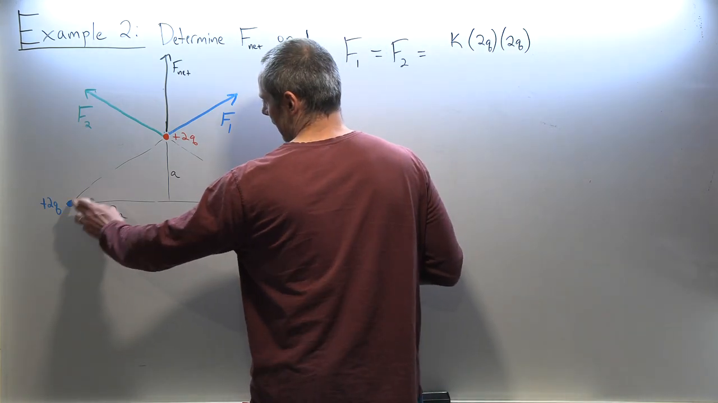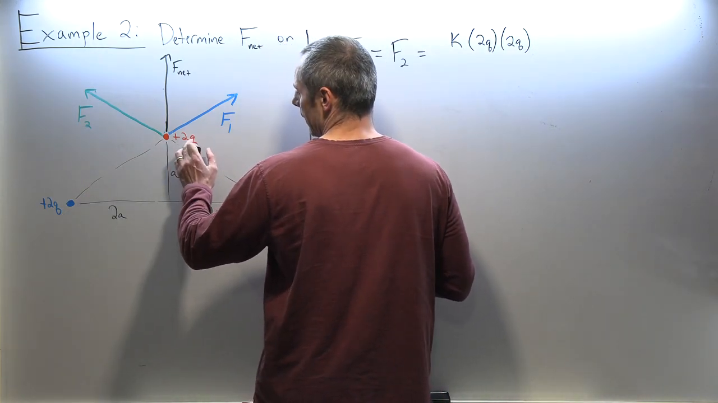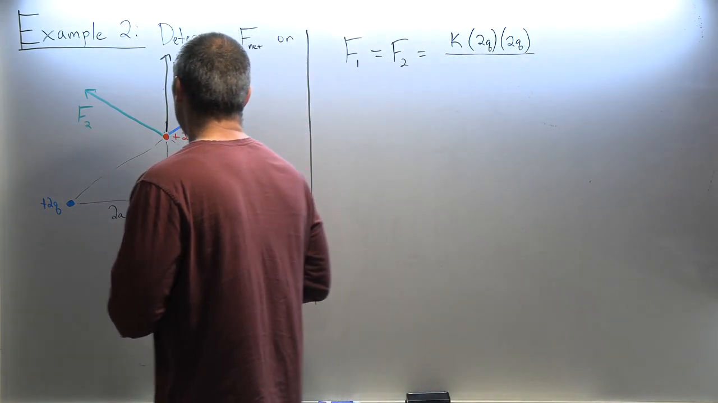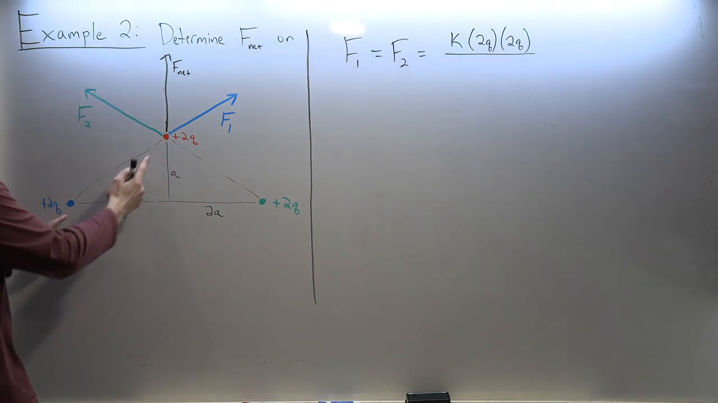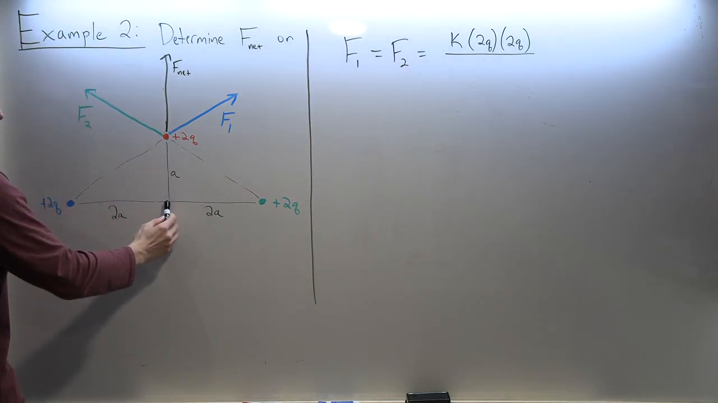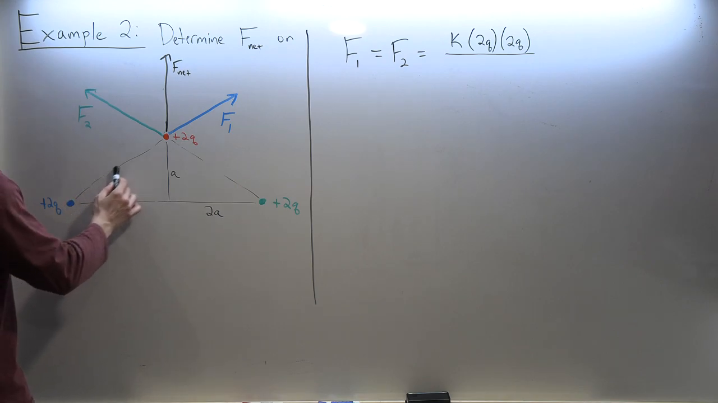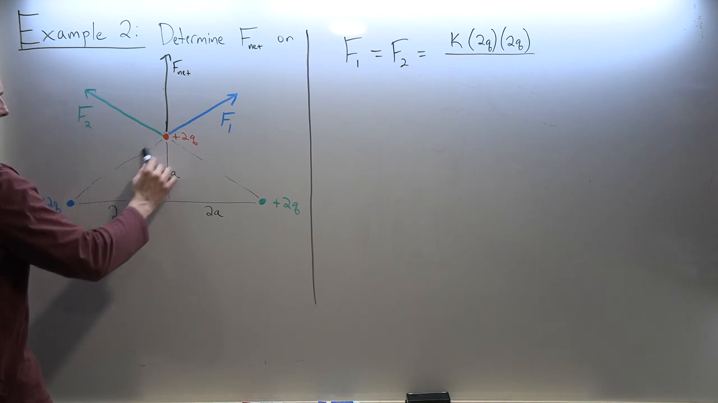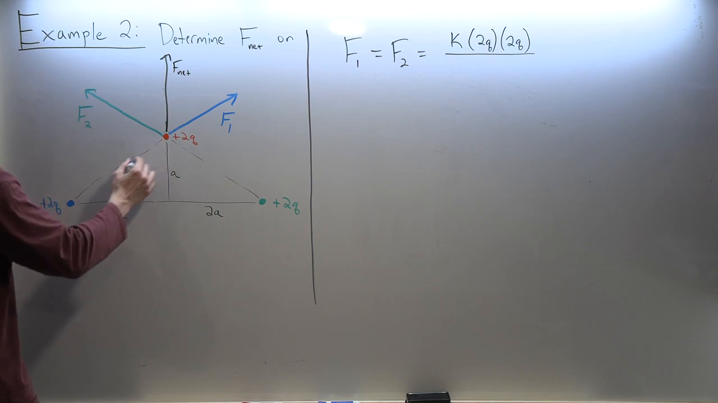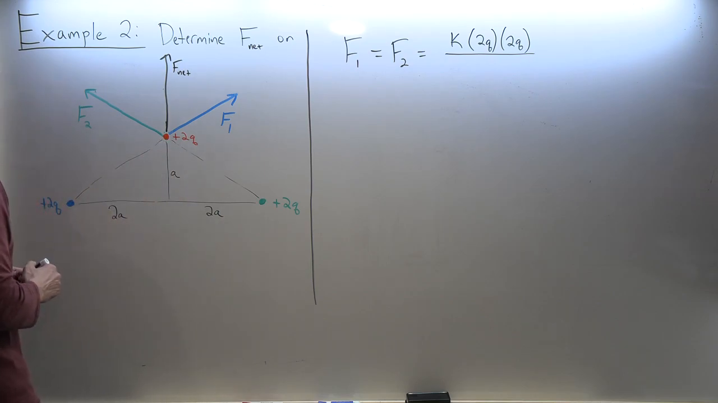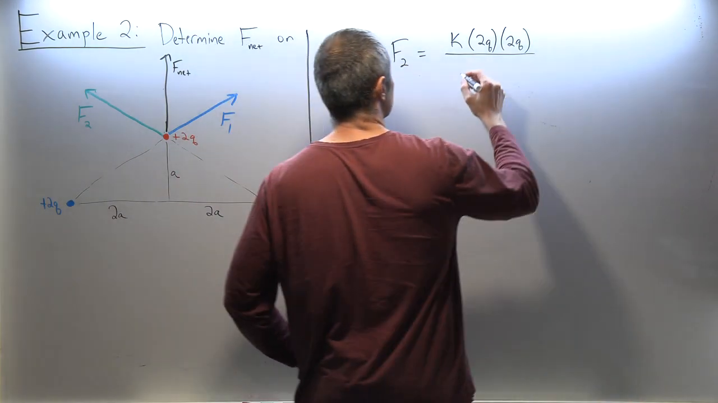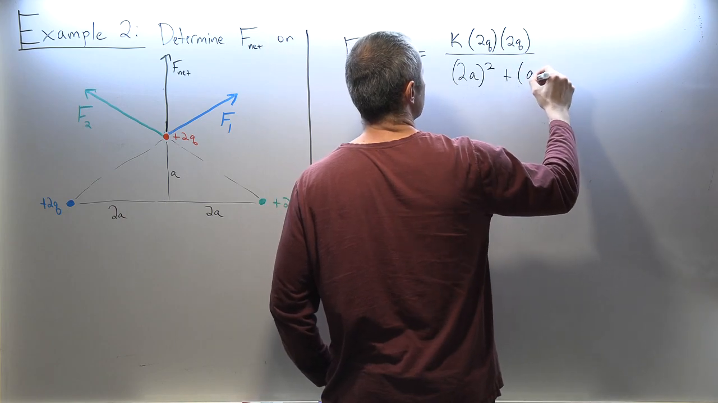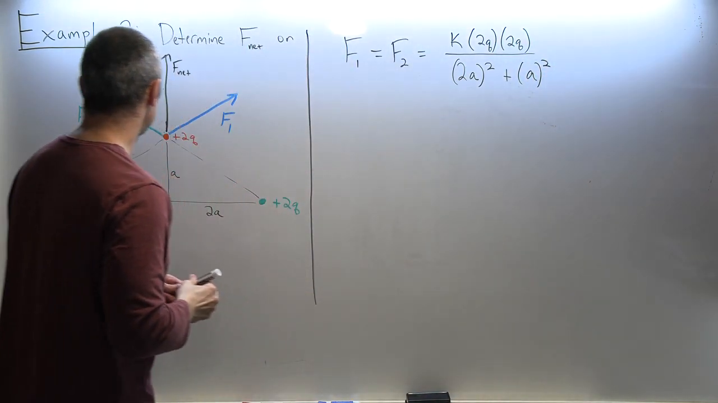So taking this F1, I have 2q and 2q, those are the two charges, divided by r squared. Well, how far apart are these charges? Not A, not 2A, but the hypotenuse of those two lengths, right? A, 2A, I need this distance. So r squared is this squared plus that squared. So I could write that, and that's what r squared is.